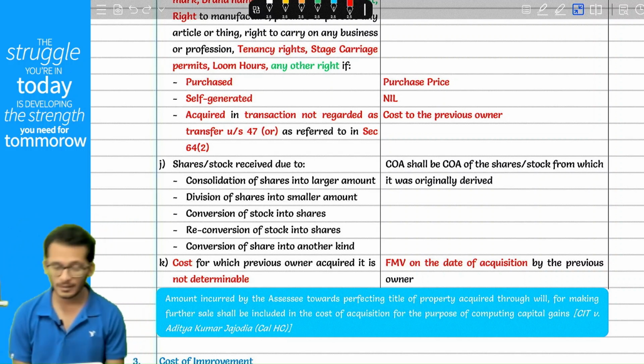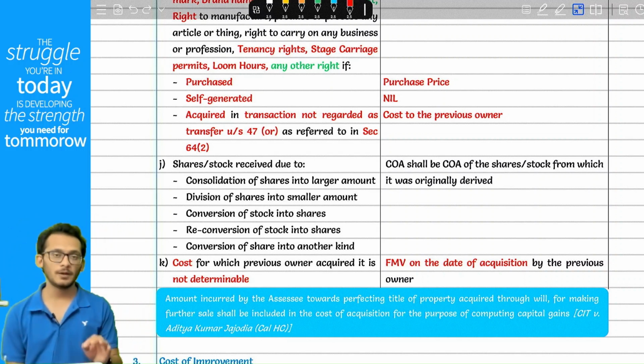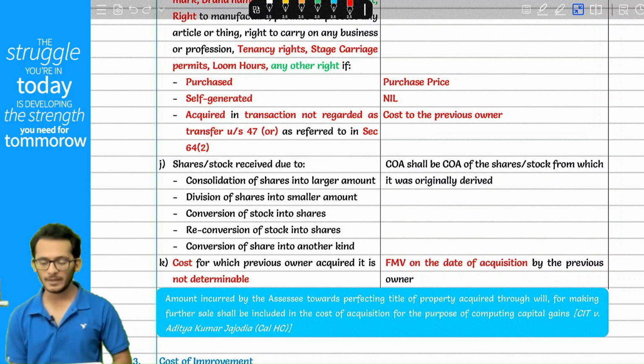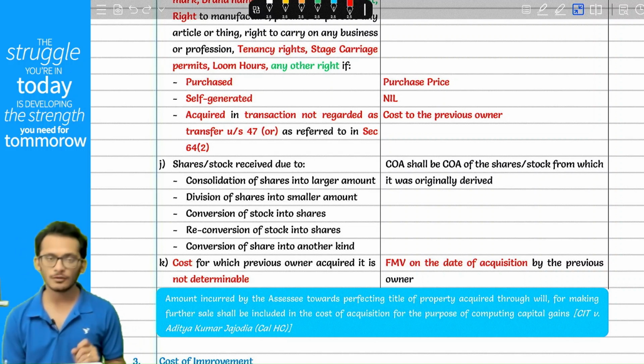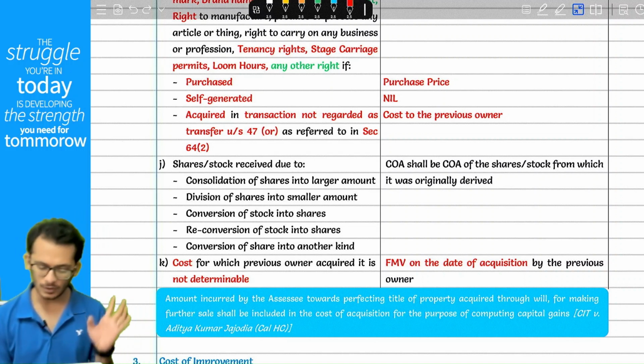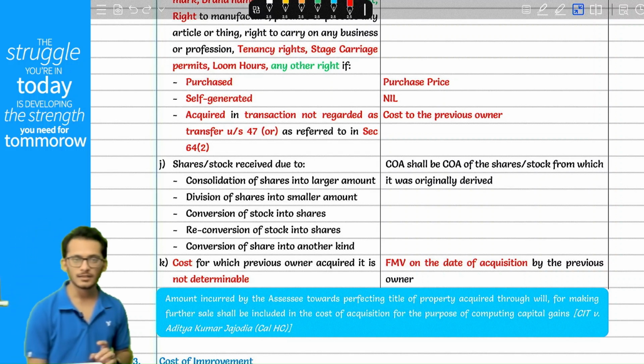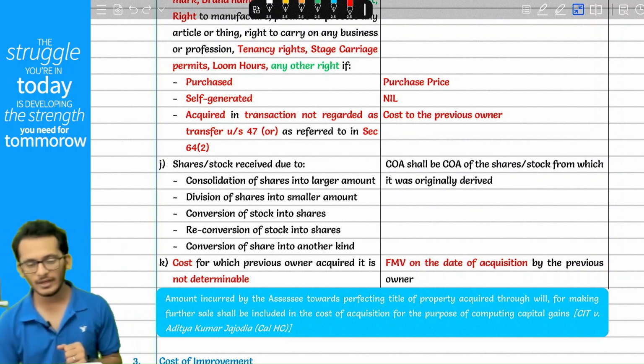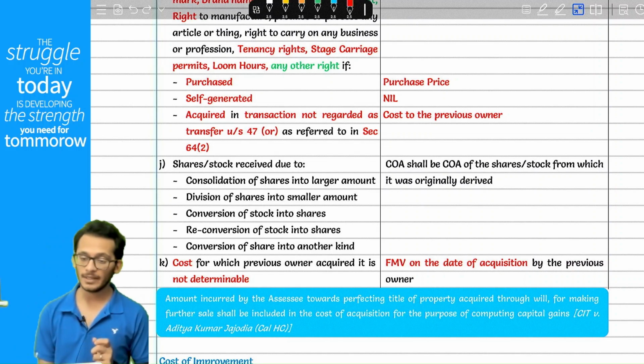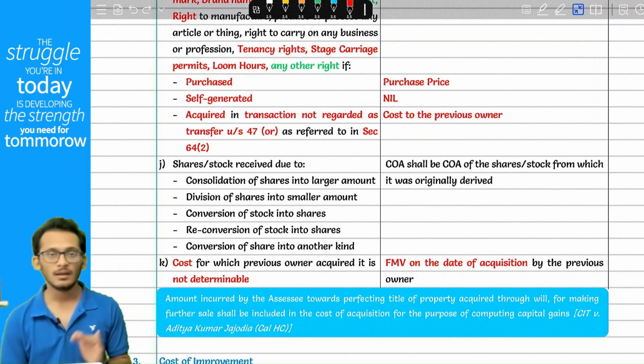If I have incurred any money to perfect my name in the will, then that is also included in my cost of acquisition, is what the case law says. Aditya Kumar Jagjodia. If I am making some payment for perfecting my title in a property, it is allowed as an expenditure.